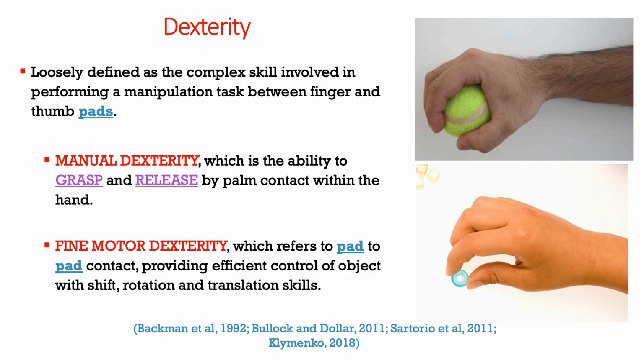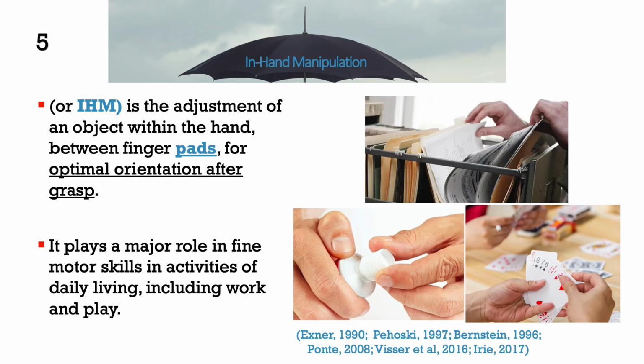Dexterity, loosely defined as the complex skill involved in performing a manipulation task between finger and thumb pads. Manual dexterity, which is the ability to grasp and release by palm contact within the palm and hand. Fine motor dexterity, which refers to pad-to-pad contact, provides efficient control of the object with shift, rotation, and translation skills. In-hand manipulation is a separate skill from the gross motor grasp and release skill associated with manual dexterity.